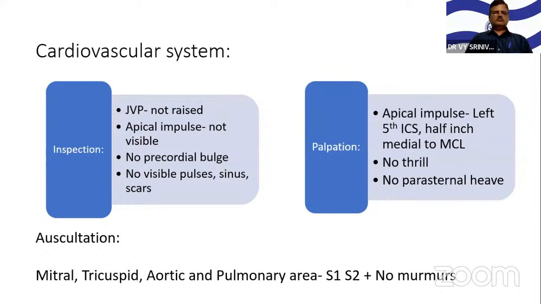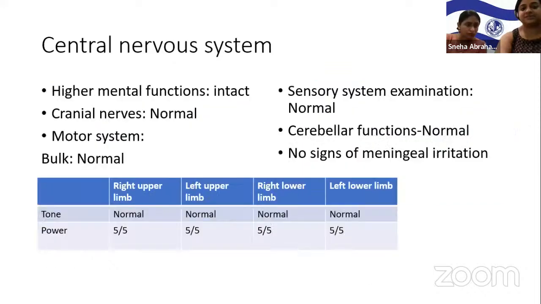Coming to the cardiovascular system examination, on inspection, the JVP, jugular venous pressure, was not raised. The apical impulse was not visible. There was no precordial bulge, no visible pulsations, sinuses or scars. On palpation, the inspectory findings were confirmed. The apical impulse was found to be in the left fifth intercostal space, half an inch medial to the mid-clavicular line. There was no thrill or parasternal heave. On auscultation, in all the 4 areas, S1 and S2 were heard and there were no murmurs.